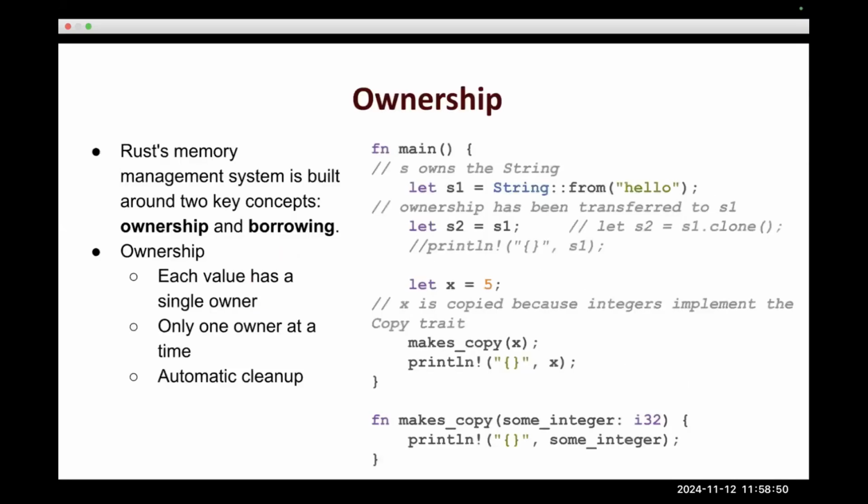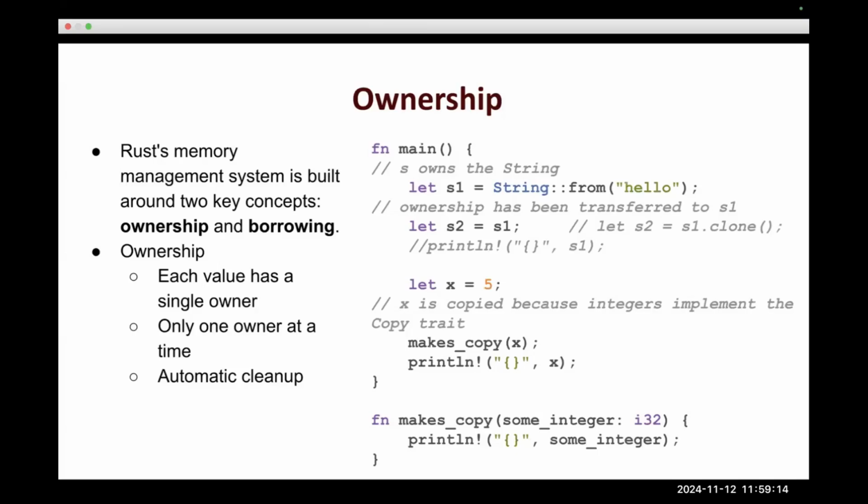So first, let's get into the ownership. The memory management system of Rust is built around two key concepts. One of them is ownership, another one is borrowing. The ownership is very strictly defined inside Rust. Basically, one value has only a single owner.